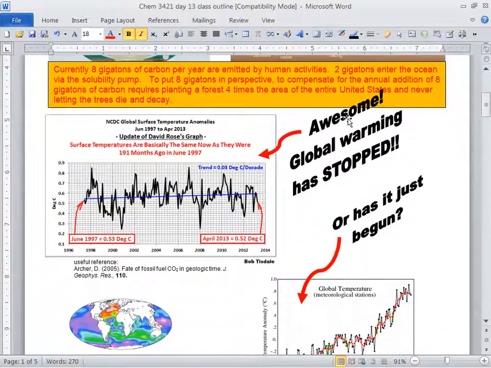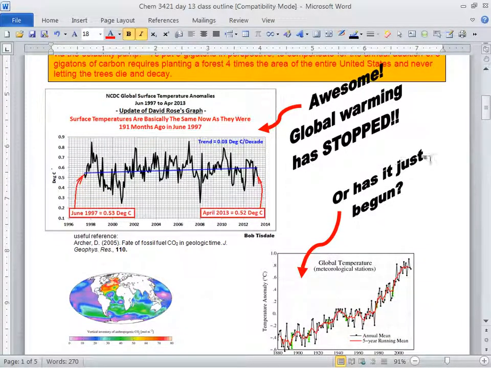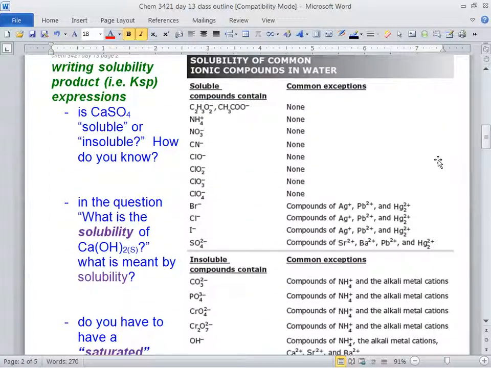Woohoo! But they don't show you the rest of the plot, right? They zoom up on what's interesting. But if you look at it as a trend since 100 years ago, it's not flat at all, right? So it looks like we have something to worry about, it seems to me. But writing solubility product expressions. Well, to finish the greenhouse effect story, the ocean's going to reach its limit sooner or later, and then it's really going to have a problem. But anyway, writing solubility product expressions.